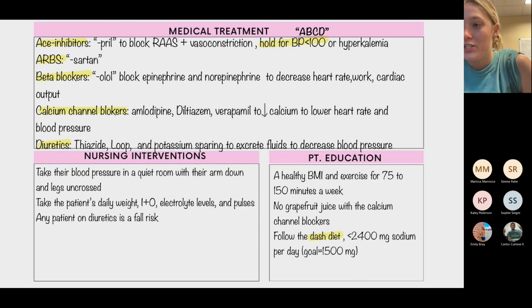Another thing that we are going to teach these patients to do is to maintain a healthy BMI, get some exercise, and follow the DASH diet. That's just your Dietary Approaches to Stop Hypertension. So be familiar with some foods that have low sodium content. Good rule of thumb: if it's from the pantry, it's probably got a lot of salt in it. So instead of eggs and bacon and sausage, a good breakfast choice for these patients would be some oatmeal and some fruit, okay? Or some yogurt and some fruit. So just be familiar with that.